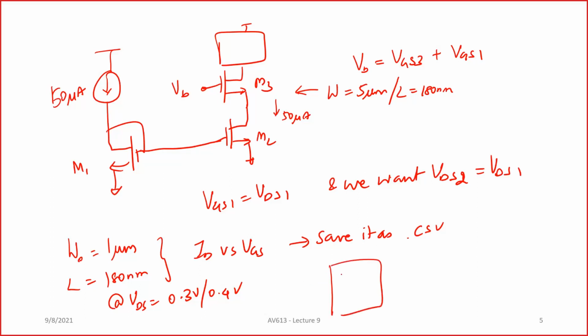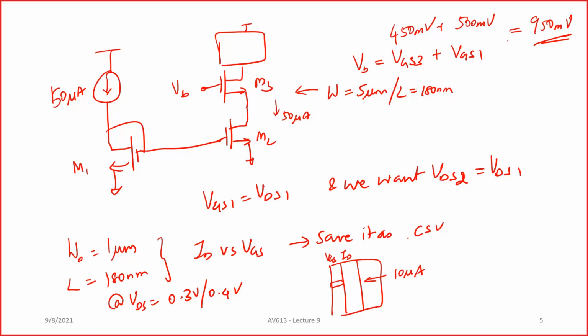So you will go to the Excel sheet where you have VGS and ID, and you will go to the ID column where you get 10 microamps. You will have a corresponding VGS. That will be the VGS that you will use for your simulation. So for your VB, how will you calculate? Let's say this turns out to be something like 450 millivolt, for example. And for 50 microamp, this turns out to be, let's say, 500 millivolt. So your VB will now be 950 millivolt. Now you understood what I'm trying to say here. Don't use mu and Cox and all that.